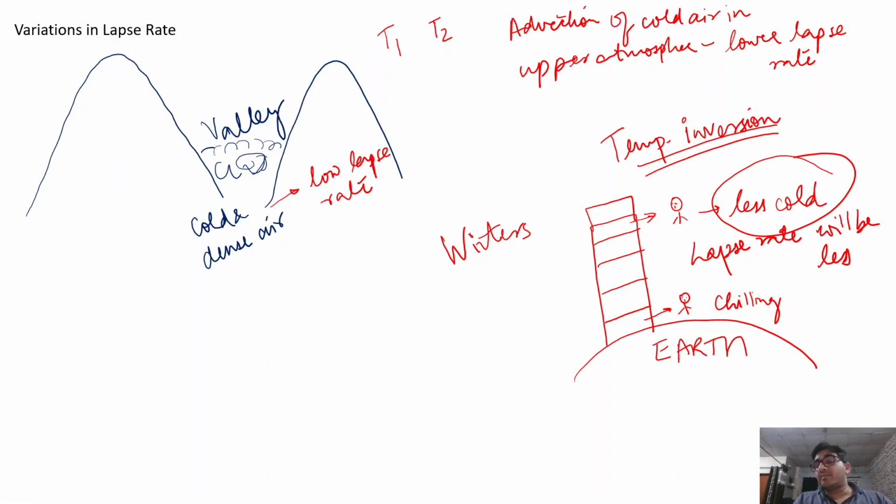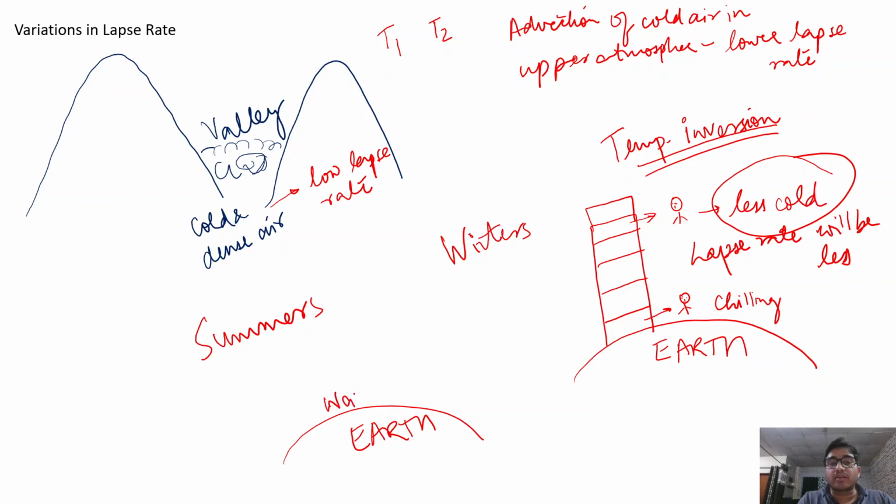Now imagine that the air near the surface becomes warmer in summers. So what will happen if this is the earth's surface? If the air here gets warmer, then as compared to that, the air in the higher levels will be cooler. So the gradient of temperature will be quite steep. So in summers, the lapse rate will be more.